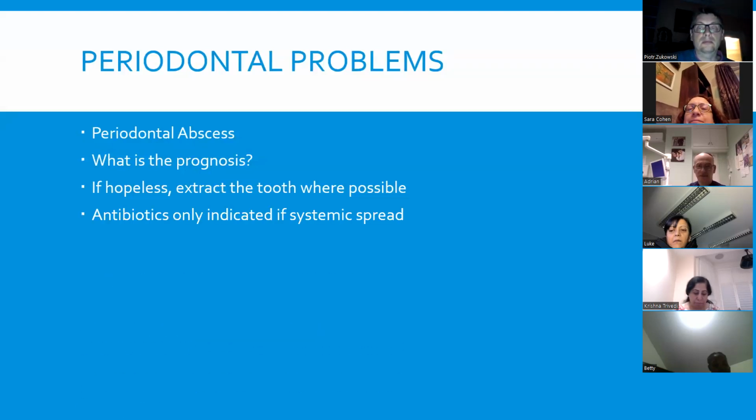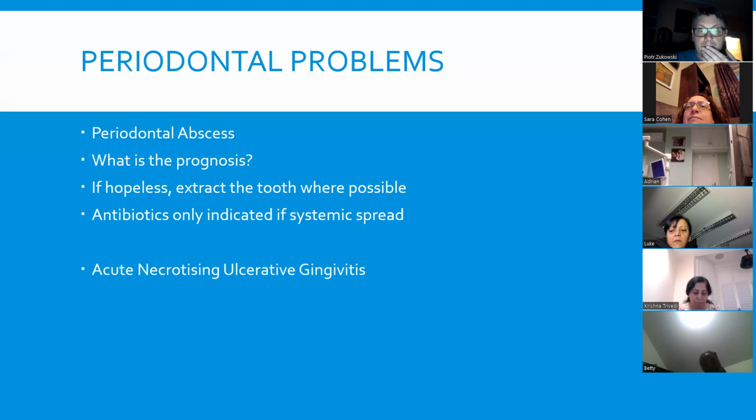Antibiotics are only indicated for periodontal abscess if there's systemic spread. So if it's an upper 1, there's no systemic spread and the patient doesn't want it out, the antibiotic is not indicated. Clean it out, do what you can, tell him to find a dentist who he trusts who's going to take it out, tell him to take it out.